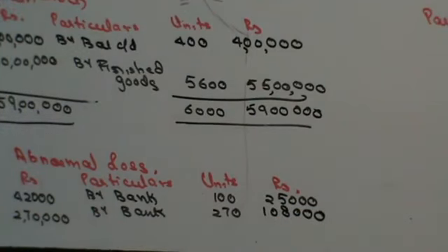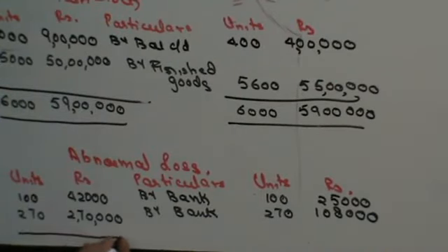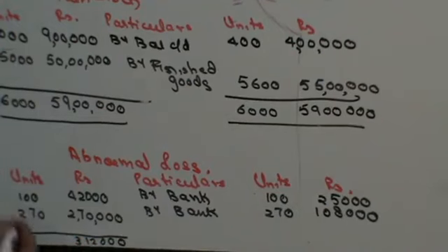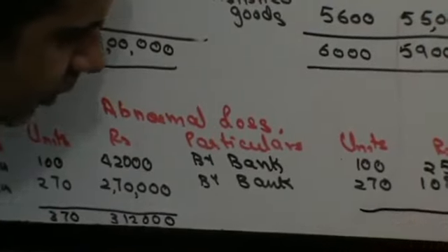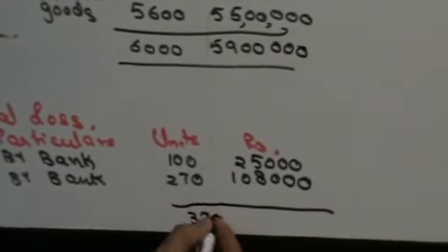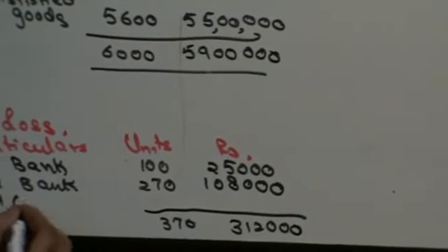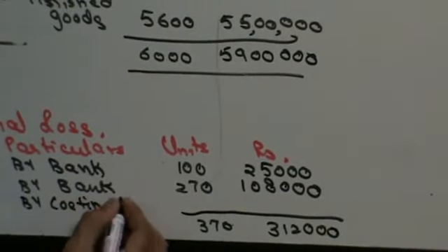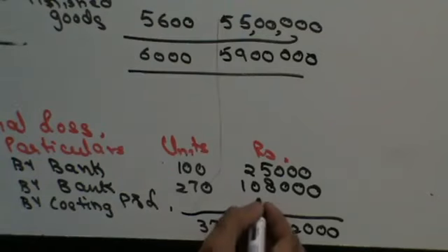Now tally this. This is going to be 2,70,000 plus 42,000, that is 3,12,000. This is 3,12,000. And this is going to be 370. Guys, there was no space, so I'm squeezing it down here. 370 and 3,12,000. The difference is going to be written as by costing P&L. Your costing P&L is going to be 1,79,000.